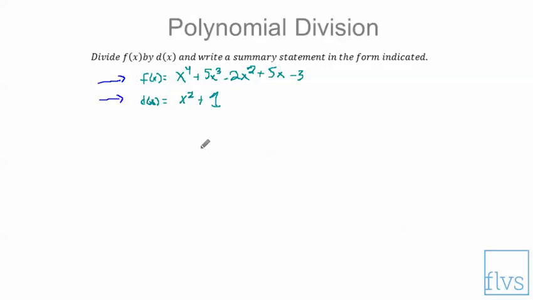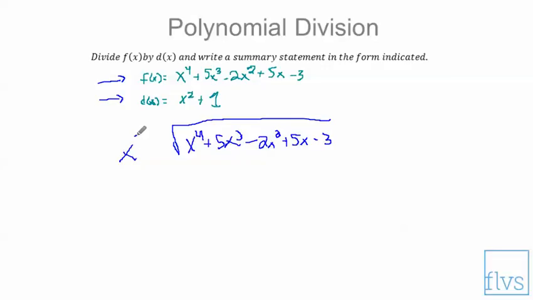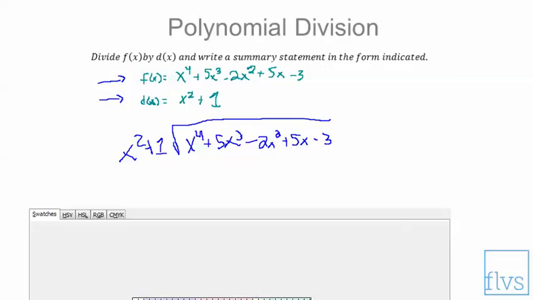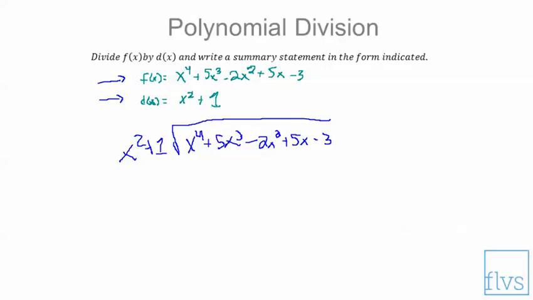So I'm going to write it old school. So remember the old school division symbol? Kind of like this. So I'm going to put my f of x underneath the radicand, so x to the fourth plus 5x to the third minus 2x squared plus 5x minus 3, and it's being divided by x squared plus 1. So this is called polynomial long division. So if you need any additional video resources and you're searching YouTube, Khan Academy, or any other outside resources, search for polynomial long division for additional examples.